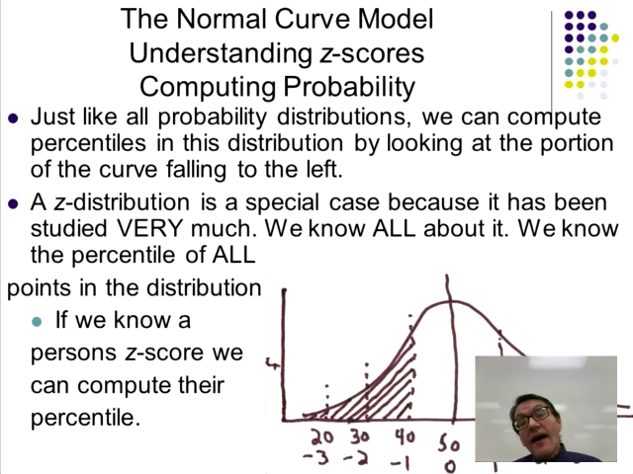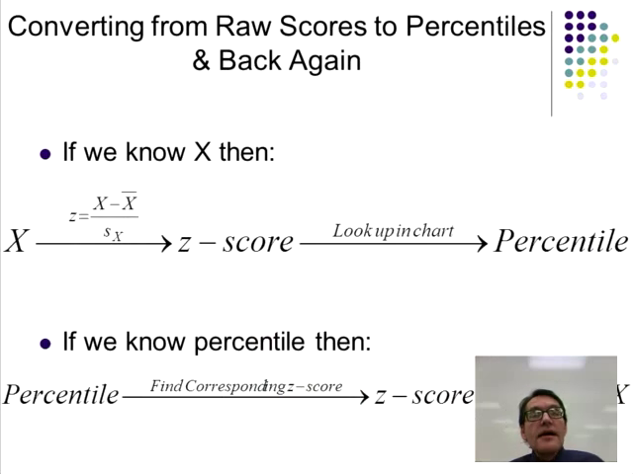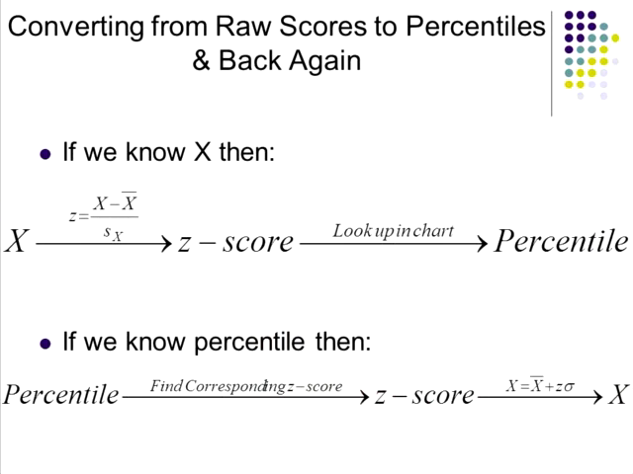Just like we said earlier with frequency distributions, you can compute percentiles, the percent of scores falling below a given score. Now here is a summarization of the two equations that we've already talked about. On the top here, z equals x minus x bar over s sub x. We've seen that equation, we talked about it, and we're going to work with it.